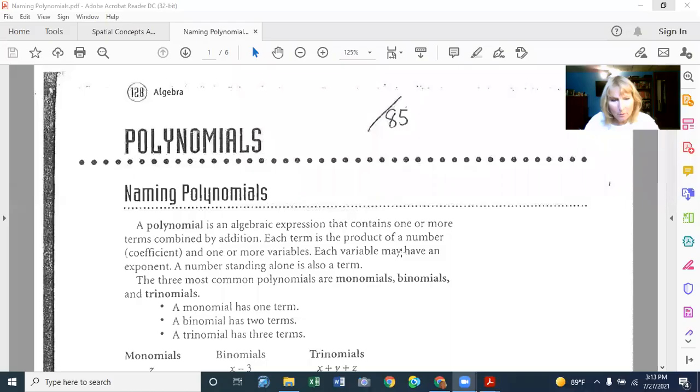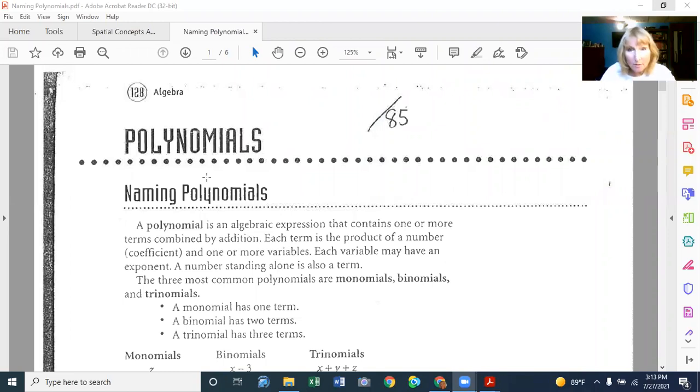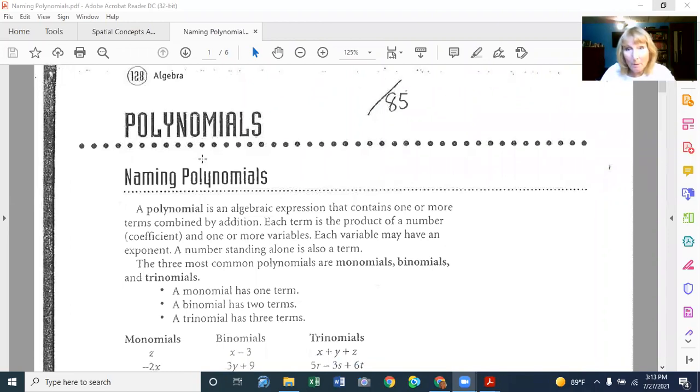Hello, this packet will be on polynomials and it'll be starting on page 128. So let me share my screen and we'll get started here. Okay, this is the packet 128 from the algebra series. So we're going to be talking about a polynomial.